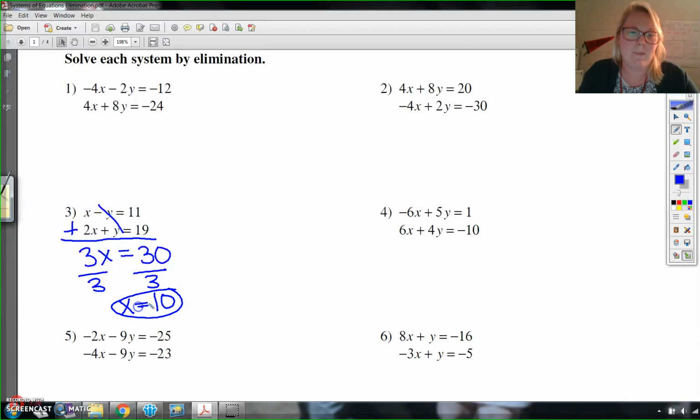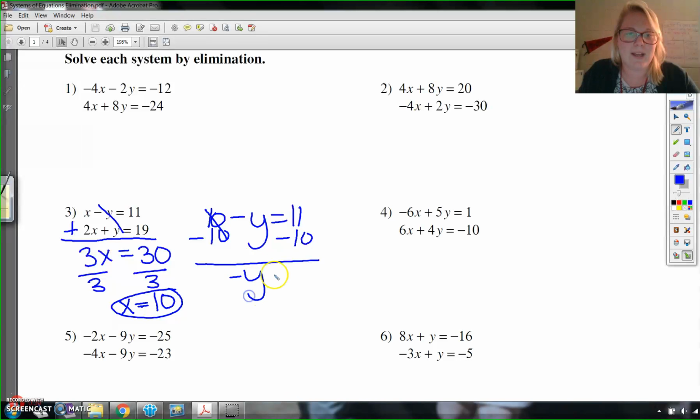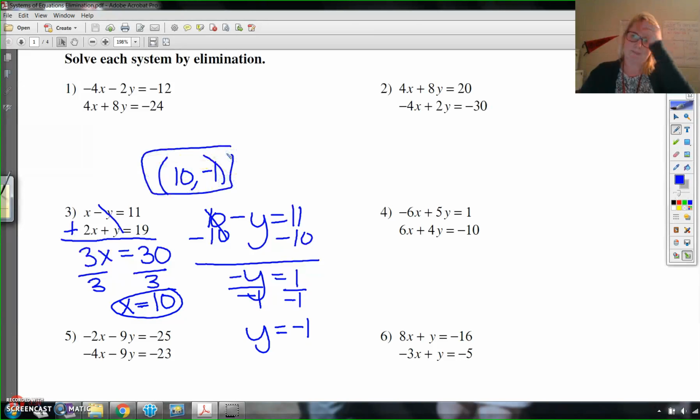There's my x value. But I also need my, you guessed it, y value. So I'm going to use my first equation, x minus y equals 11. So I'm going to subtract 10, subtract 10. Those go away. Negative y equals 1, which means I divide by negative 1 because I don't want a negative y. I want to know what positive y is. So then y equals negative 1. So then my point would be (10, negative 1). So that is my solution to my system.